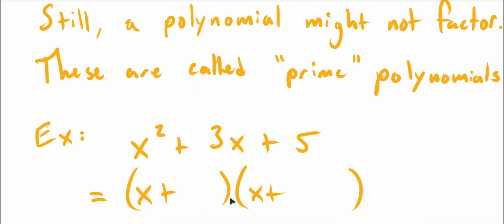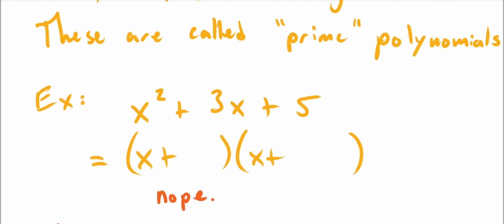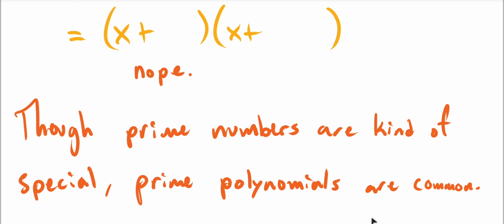I could set up my parentheses, I could drop my signs in place, I could say what are factors of 5 that sum to be 3, and then we see there are none. So that's the end. It doesn't do this. We have to stop and say, well, this is as far as we can go. We'll see what to do to find the zeros of this kind of polynomial, or what are its roots, in a later video.